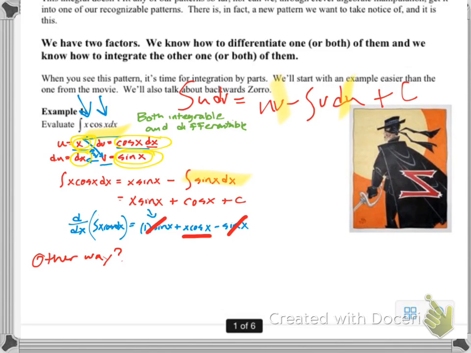What about the other way? We picked u to be x and dv to be cosine of x. So could we have swapped those? Would it have worked?